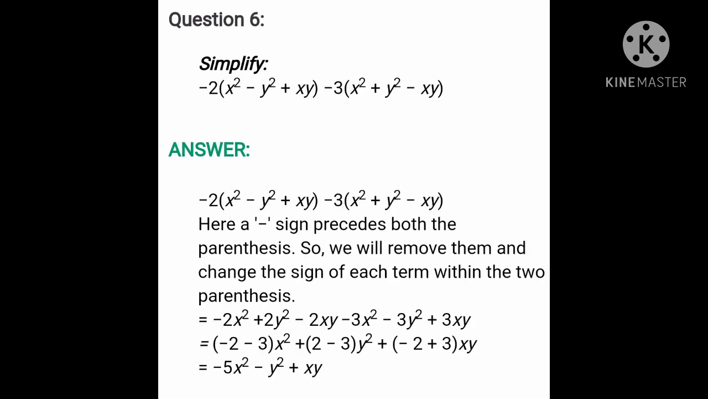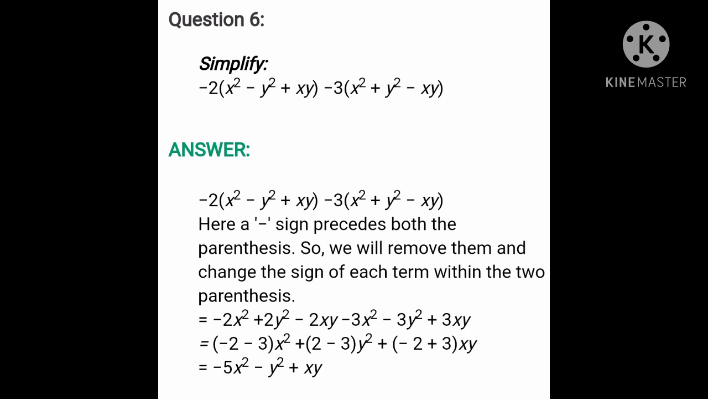Next question, question number 6 is minus 2 in smaller bracket x square minus y square plus xy minus 3 smaller bracket open x square plus y square minus xy. Now again here the minus sign is preceding both the smaller brackets. So we will remove them and change the sign of each term within the two smaller brackets. So it becomes minus 2x square. Minus 2 into minus y square is plus 2y square. Then it is minus 2xy. Again minus 3x square minus 3y square, and minus 3 into minus xy will be plus 3xy. Now we will write the similar terms together.